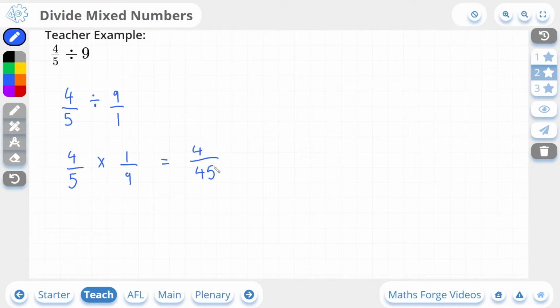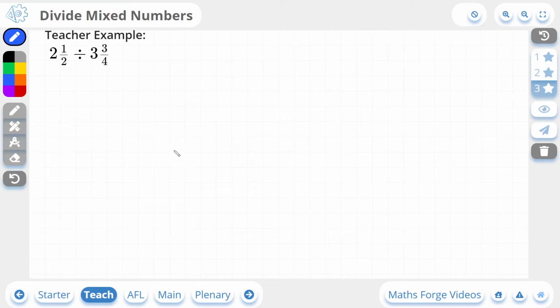Now, can we simplify this? I don't think we can. The only numbers we can divide 4 by are 2 and 4. And 2 and 4 does not go into 45 as this is an odd number. So I think this is our final answer in its simplest form. And if we check the answers, there it is.